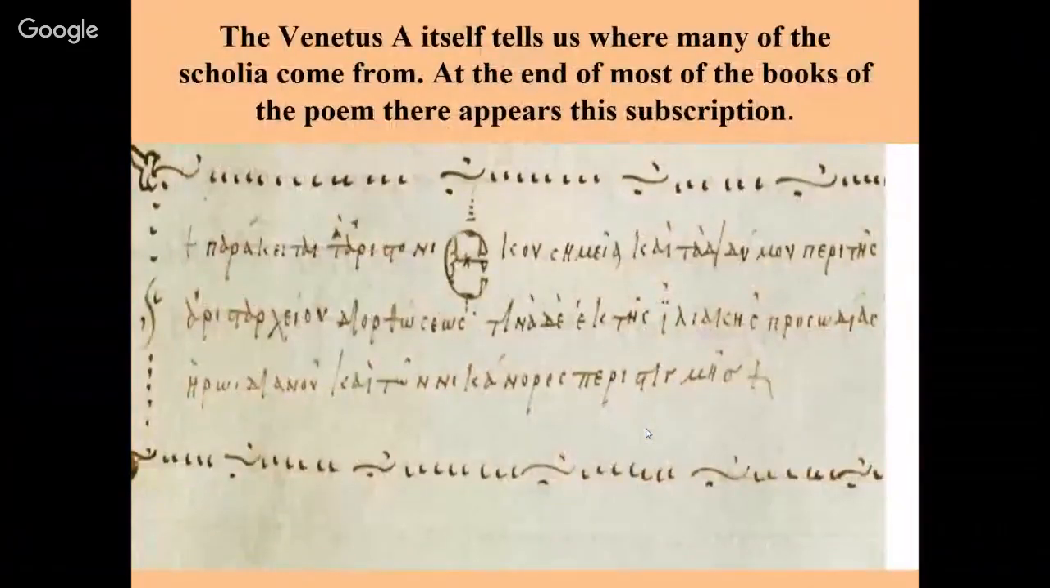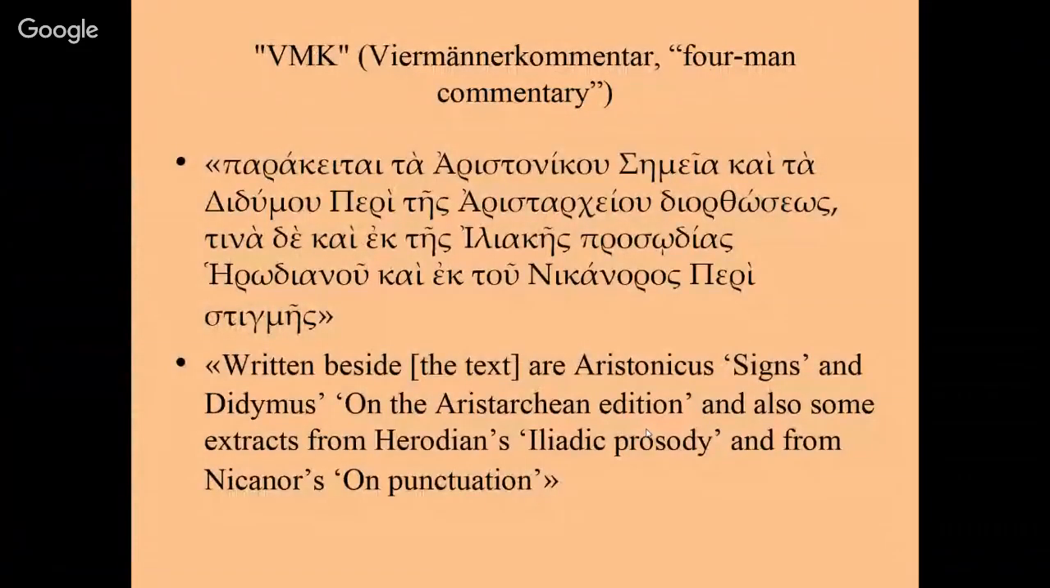Concerning the source of so much scholarly material, the Venetus A itself tells us where many of the scholia come from. At the end of most of the books of the poem, there appears this subscription that you see here. So many of the scholia are derived from the work of these four Homeric scholars from antiquity. As you see here, we have Aristonicus, Didymus, Herodian, and Nicanor.